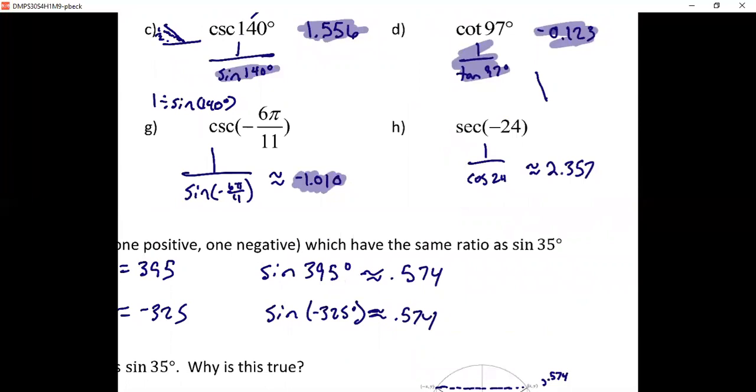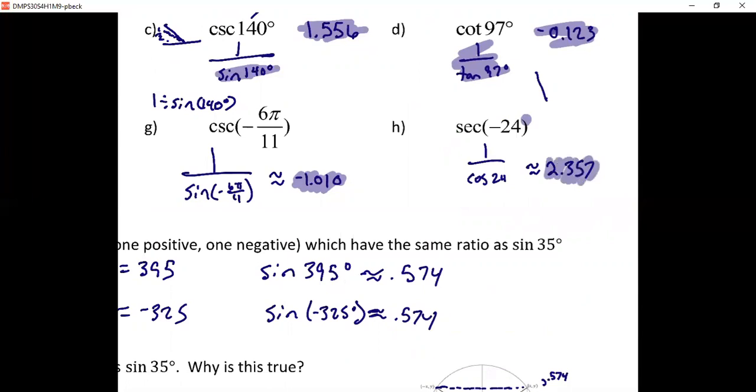Now this one confuses people. Secant of negative 24. A lot of people are like, wait a second, that looks like a degree. It doesn't look like radians, but there is no degree mark, and since there's no degree mark, we have to treat it as radians. So 1 over cosine of negative 24 radians is 2.357.